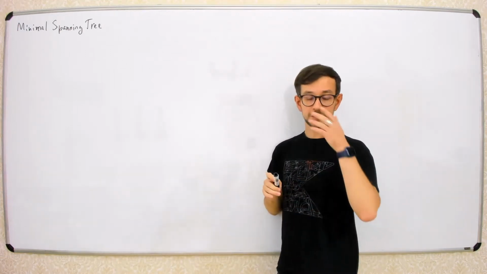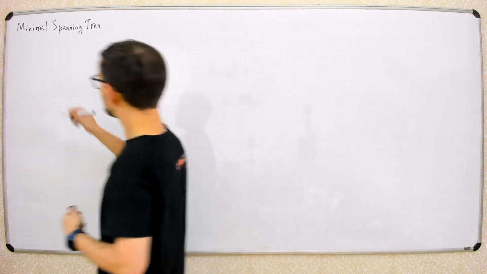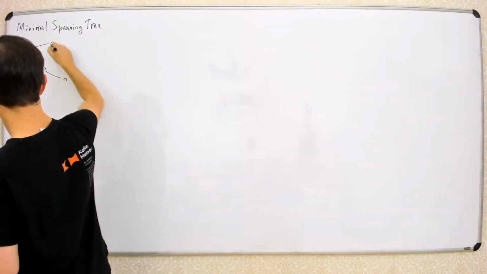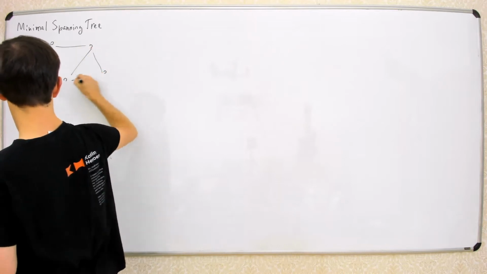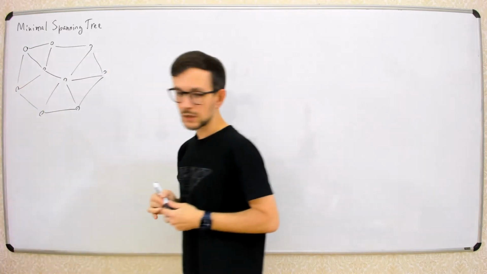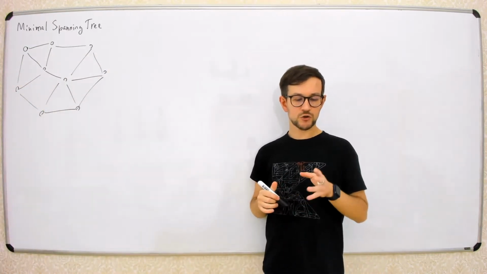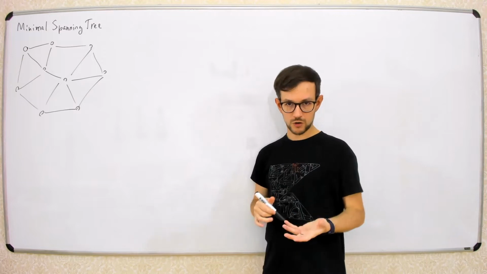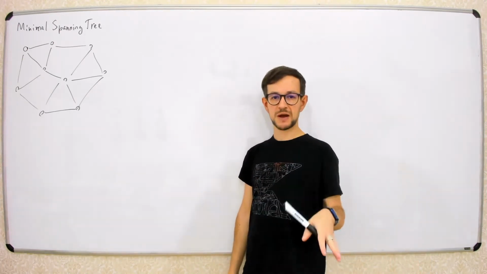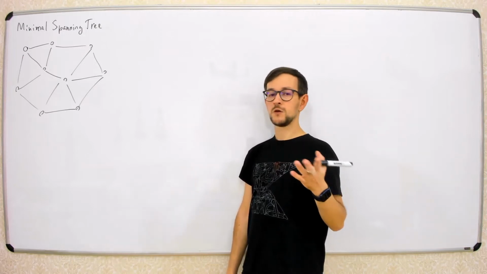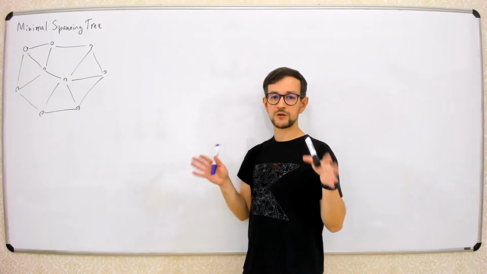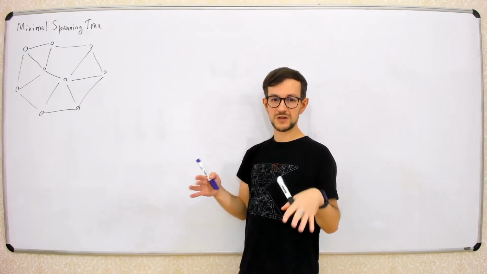Let's have some undirected graph. Let's say something like this. So the spanning tree is a tree which contains all the nodes of your graph. If your graph is connected, it always contains some spanning tree. For example, you can make a depth first search and take this depth first search tree as a spanning tree. So every tree which contains all the nodes of your graph is a spanning tree.